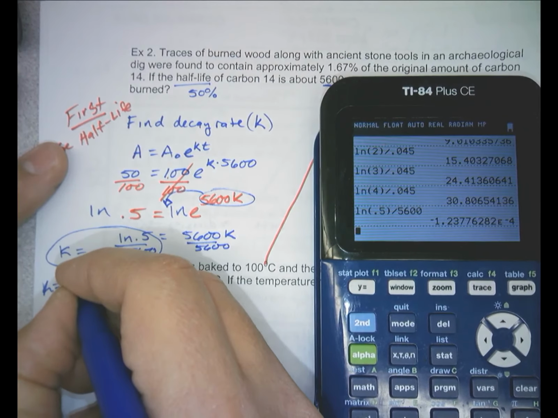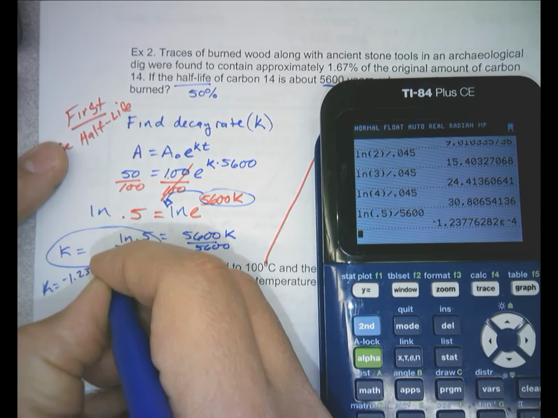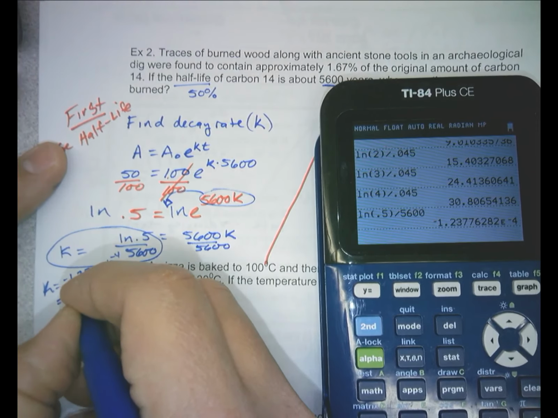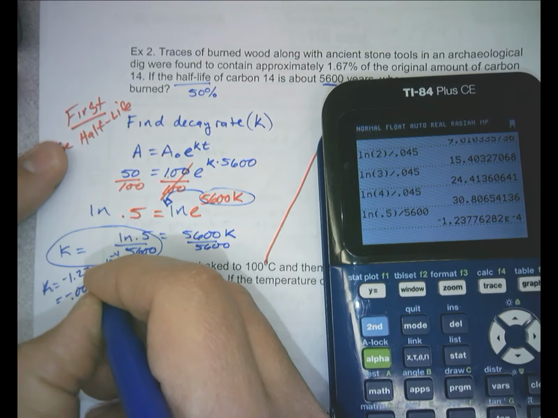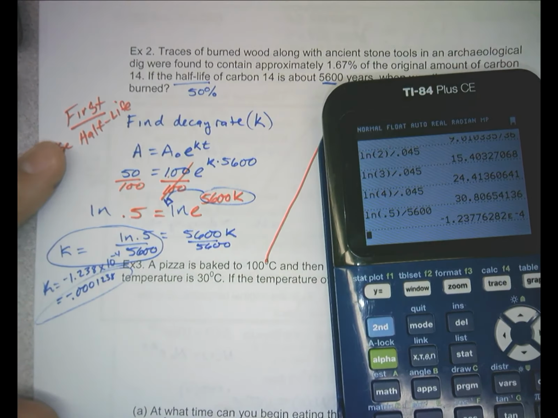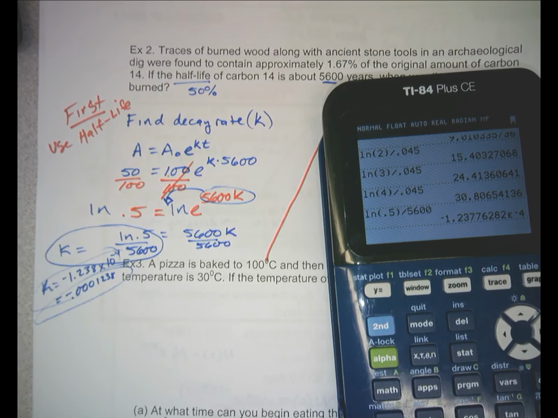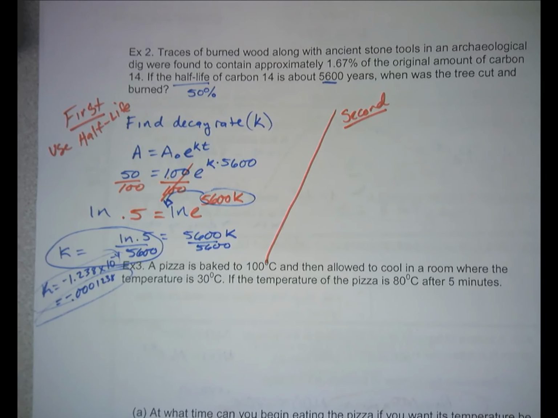I'll write it like this. Negative 1.238 times 10 to the negative fourth. If you want to make that negative 0.0001238, you can do that as well. Either one of those. You've got to see what my math lab wants if they're asking for the decay rate. But they're really not. They're asking you, when was the tree cut down and burned?